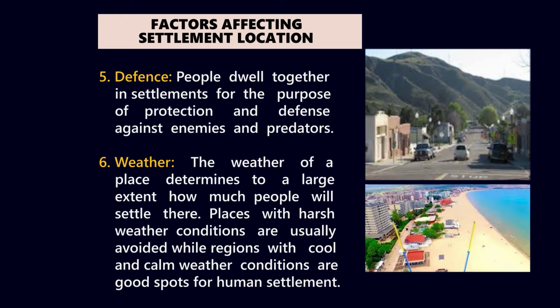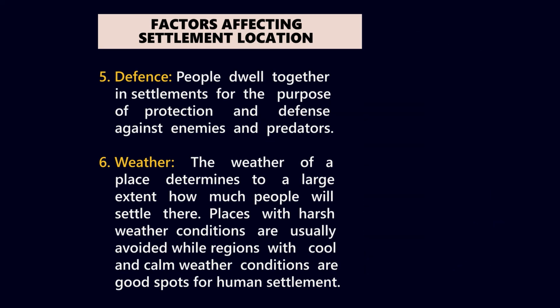Lastly, weather. Areas that have cool and good weather conditions are usually good spots for settlements, while areas with harsh weather conditions are not good and do not attract people to settle there. For example, arid regions such as deserts usually have low population because the climatic condition over there is not favorable for human survival, while tropical regions have high population.